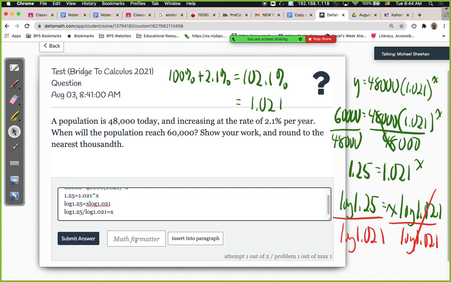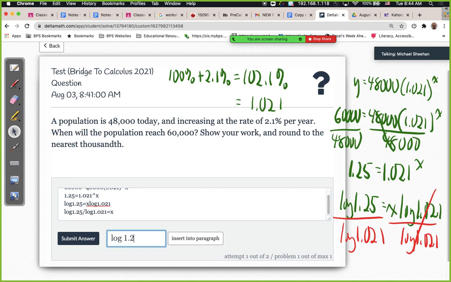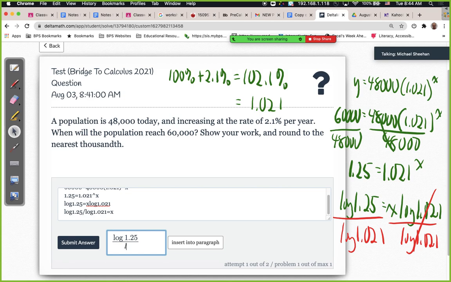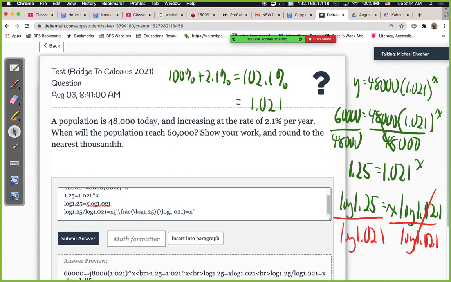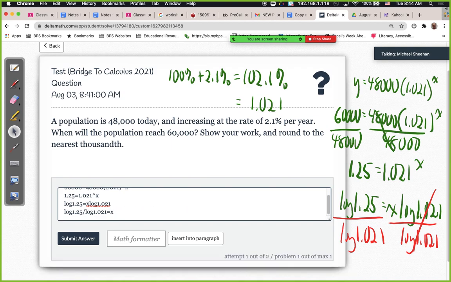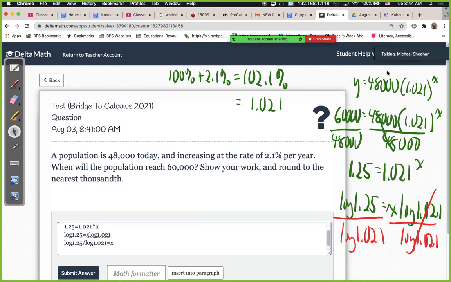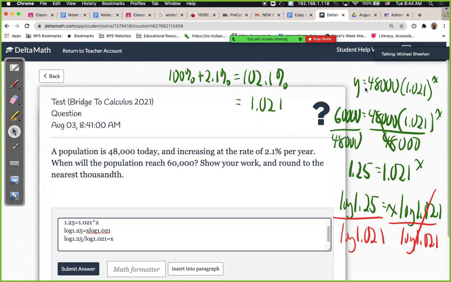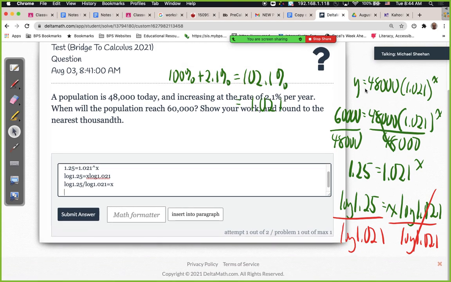And yeah, so math formatter. If you're having trouble with anything, you can come down here. You can do log 1.25 divided by log 1.021 equals x. You can insert it into your paragraph if you want to. So, Sean, I think you did that, and it didn't look the way you thought it would. So this is fine right here. And then just give it a final answer, and don't forget you have this Delta Math calculator accessible to you, but I'm going to do it on my handheld calculator because I have so much writing on the screen.